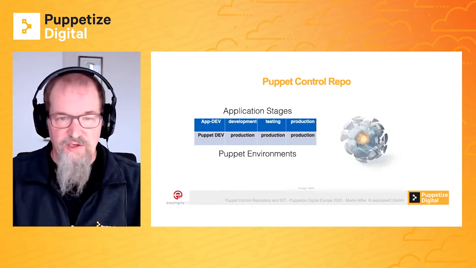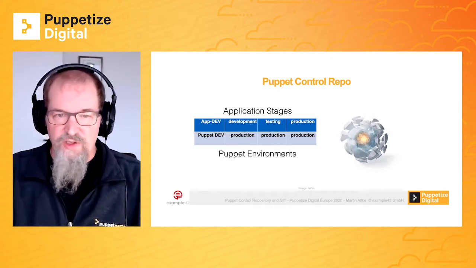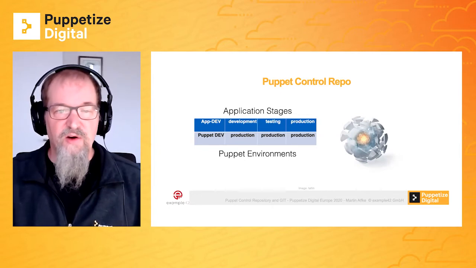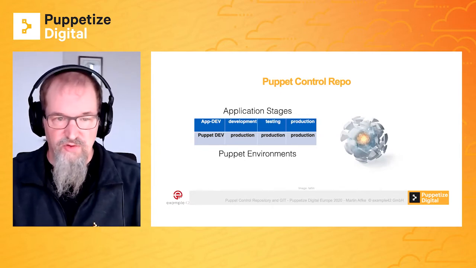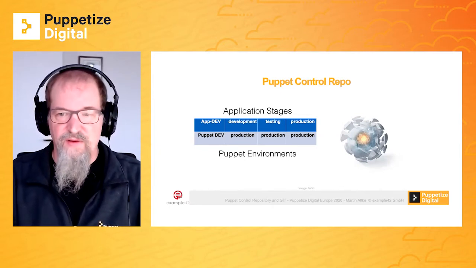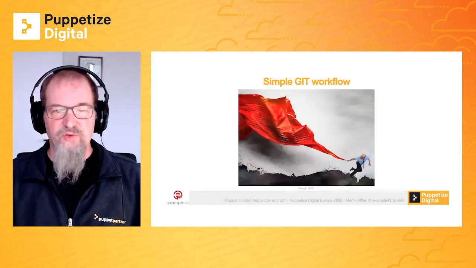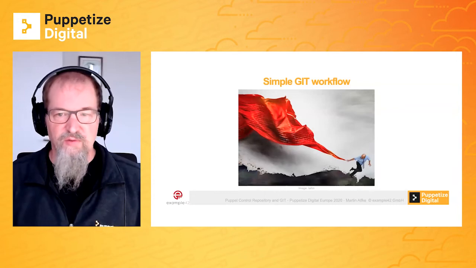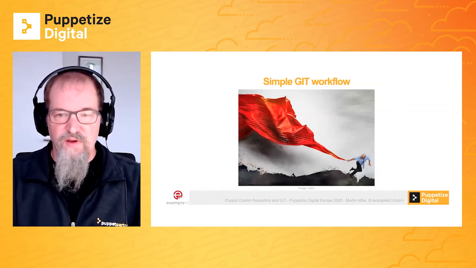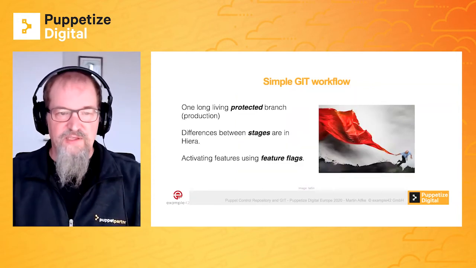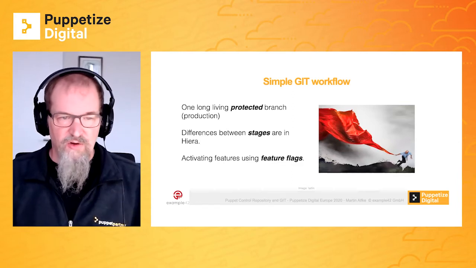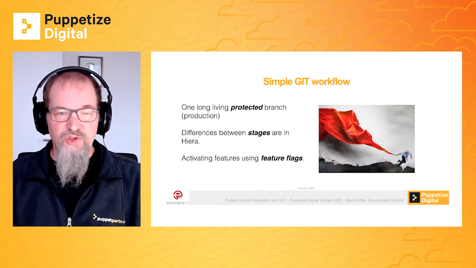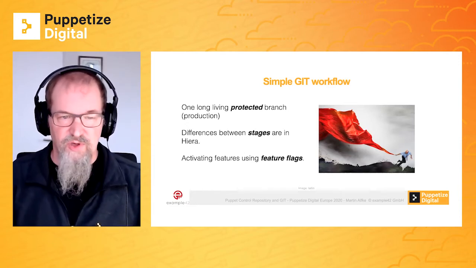I don't want to dig further into what it is that you add to a control repository. I want to concentrate more on how you now bring changes into your control repository. And this is where I now come to Git workflows, and I want to start with the most simple Git workflow. A simple Git workflow means that you're having one long-living protected branch. So nobody is allowed to push directly into your production branch.